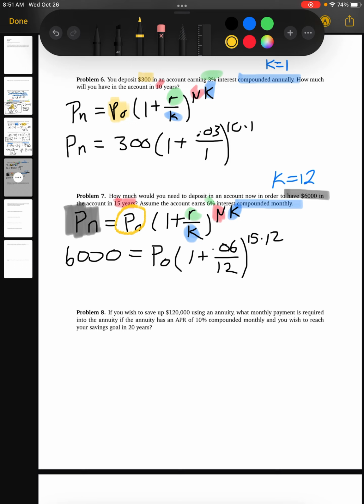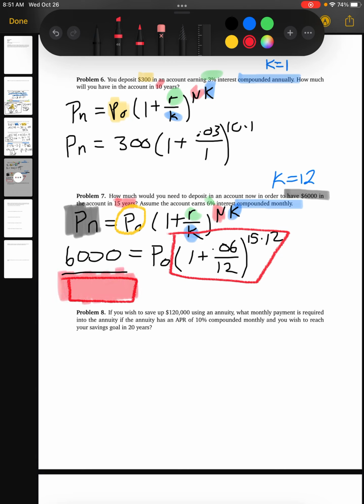So what you would need to do for this problem is get this number in your calculator and divide both sides by this number. So your final answer should be 6,000 divided by that number in the red box over there. Again, I'm not going to do the calculator work for you because I want you to practice it and I want you to be confident. If we are still worried about it next week, I'll show you. Okay?